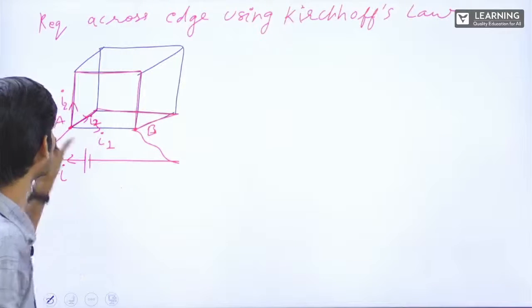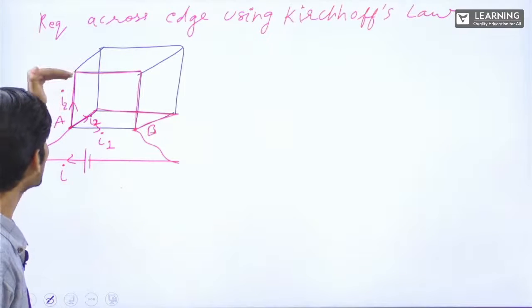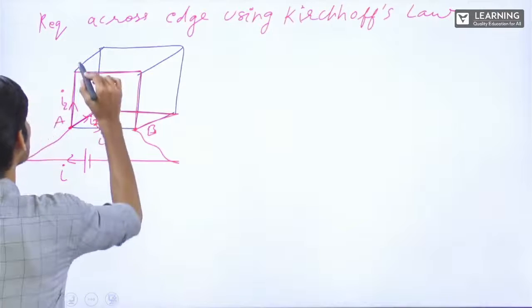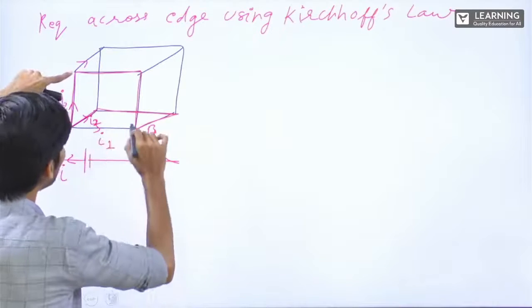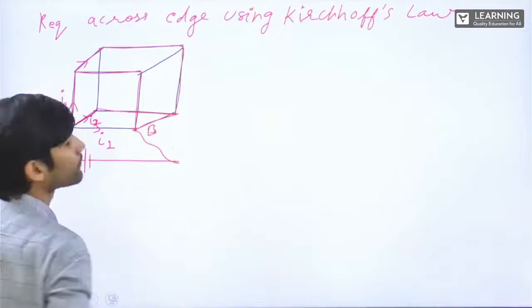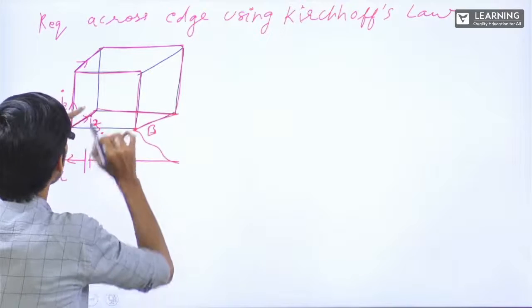Current will be same here, I2. Now see, this I2 will go and distribute again to divide. If I am standing here, I need to reach B. There are 2 paths. One this. Another one is this, the shortest one. Here also this.